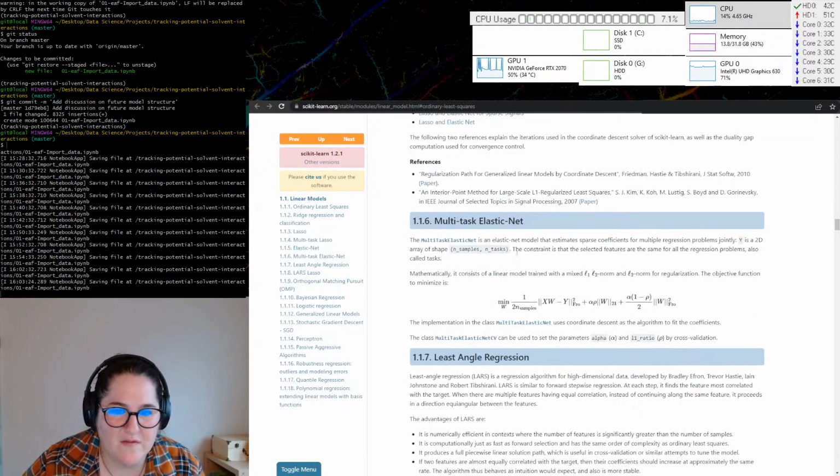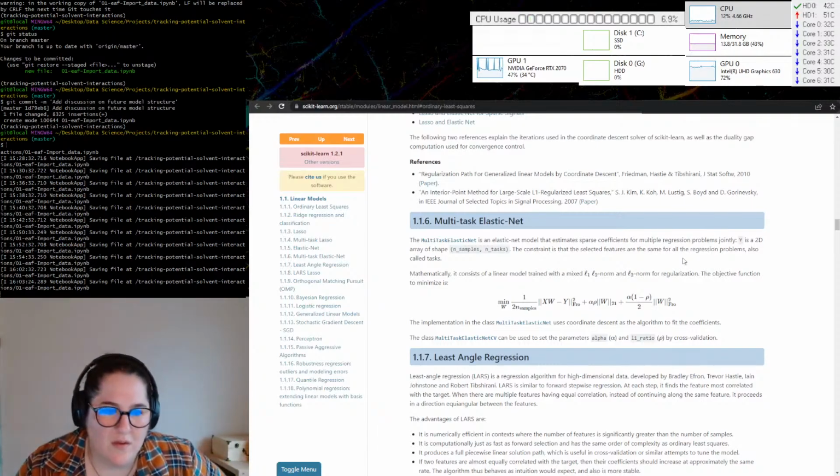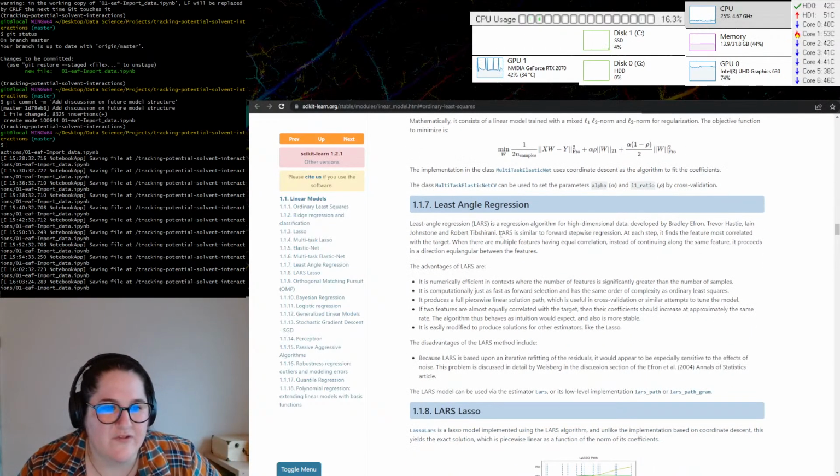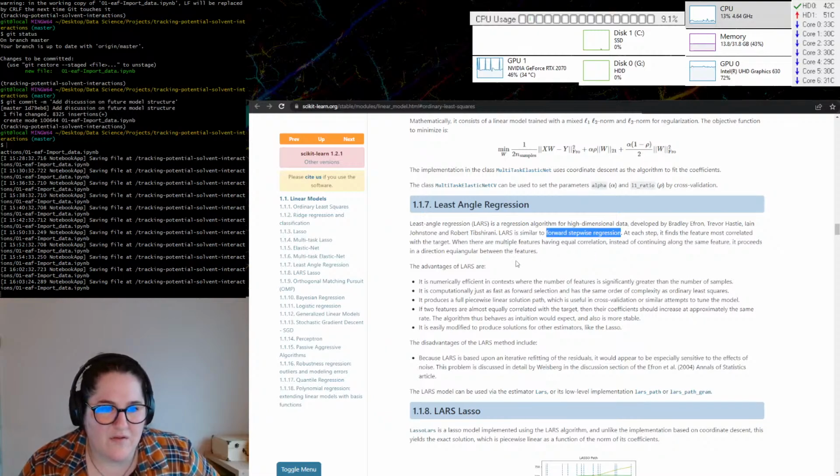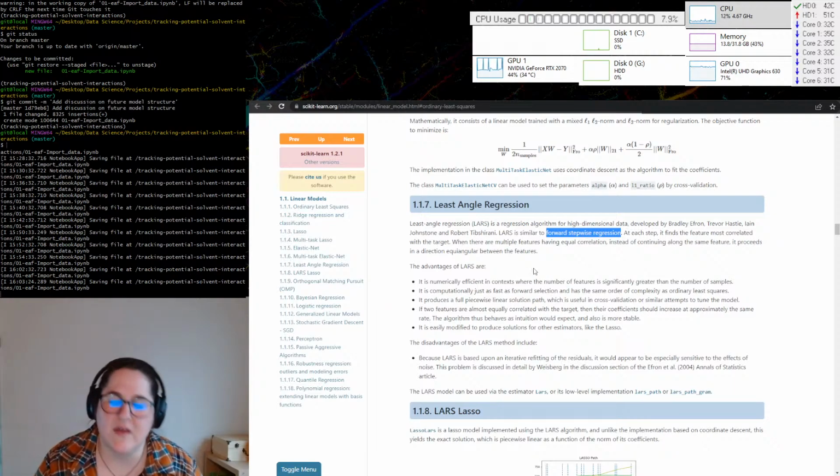Then the multitask, sparse coefficients for multiple regression. Okay, least angle regression, LARS, is not really something that I'm interested in doing. It's kind of similar to forward stepwise, finds the most correlated with the target. Multiple features having equal correlation, instead of continuing along, it proceeds in a direction equal angular between the features.